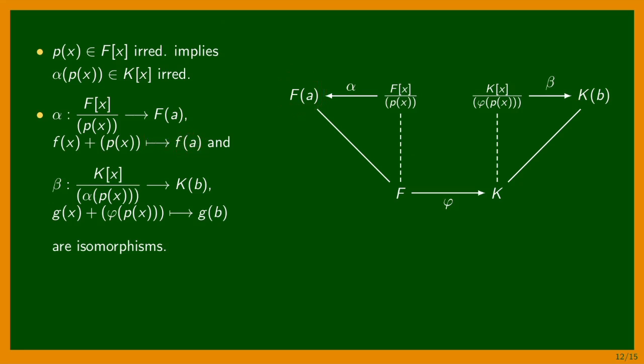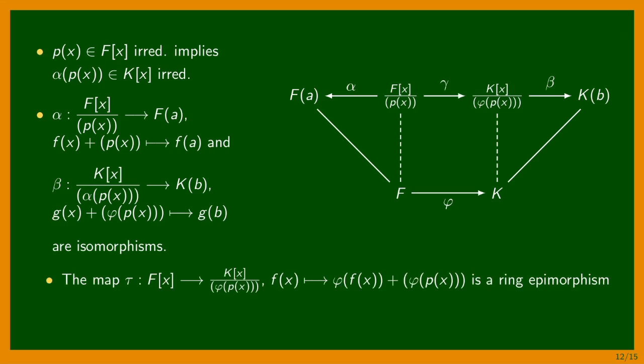Ayan yung alpha. Phi ito ha. Yung beta naman pa ganon. Ito yung ideal generated by alpha P of X, irreducible, kaya ito field. Ito ay isomorphism. The fact that these are isomorphic, or that these are isomorphism, are from the previous video lesson. Pinag-aralan natin last time.